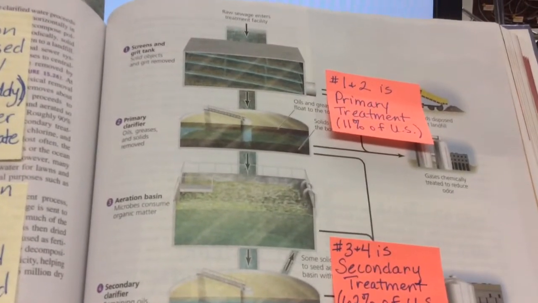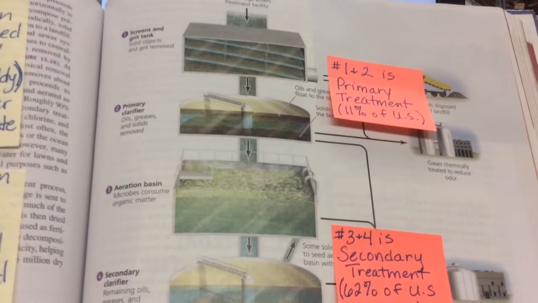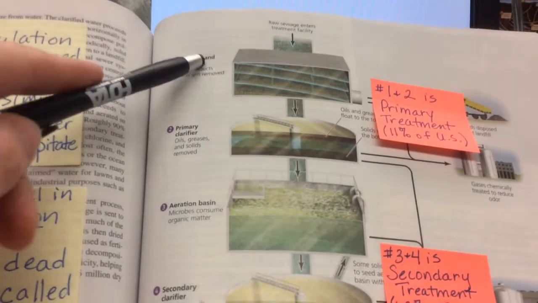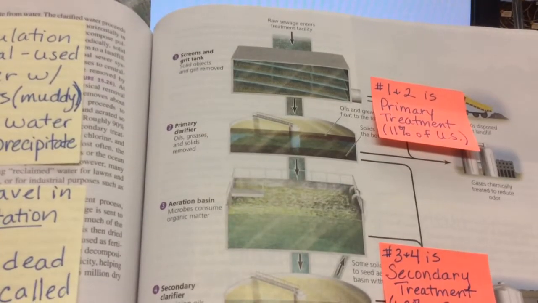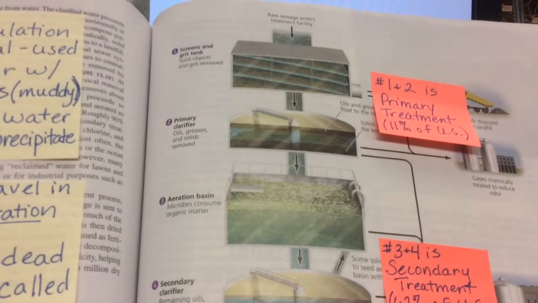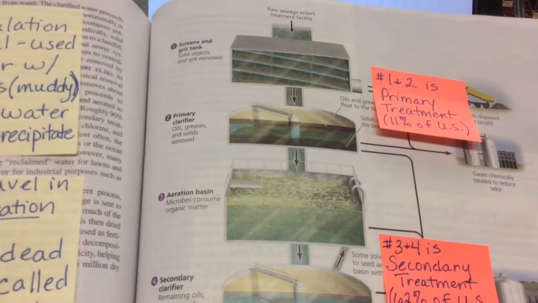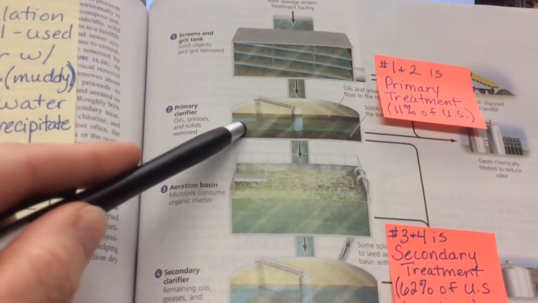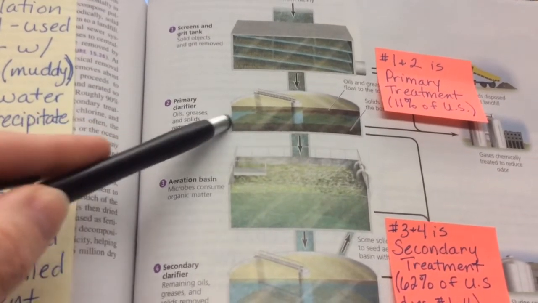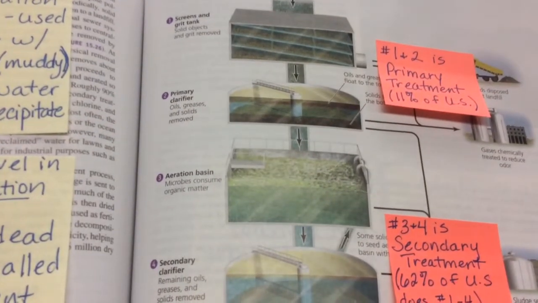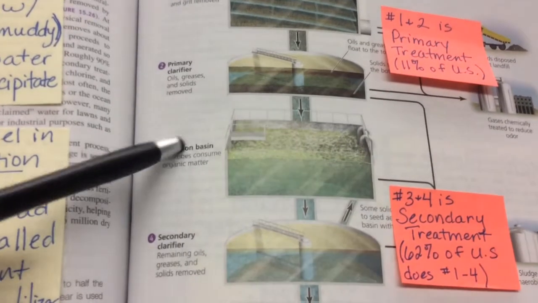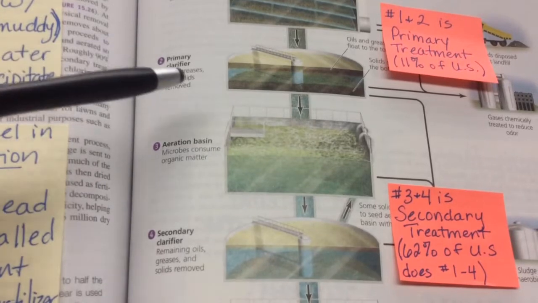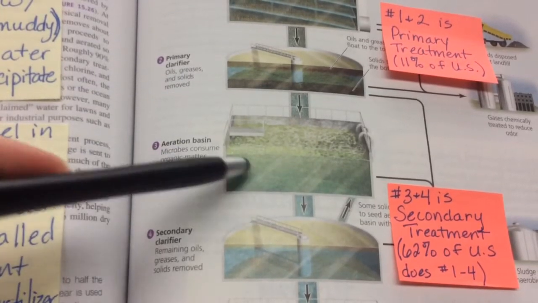Okay, so I didn't write it all out because your book actually has the stages written for you. So number one here is very similar to water treatment. You have screens to remove solid objects, including things like toilet paper. And then the second thing is you have a clarifier that removes oils, greases, and solids from things like cooking. And then you have an aeration basin.